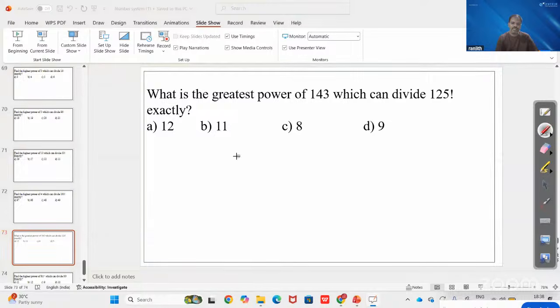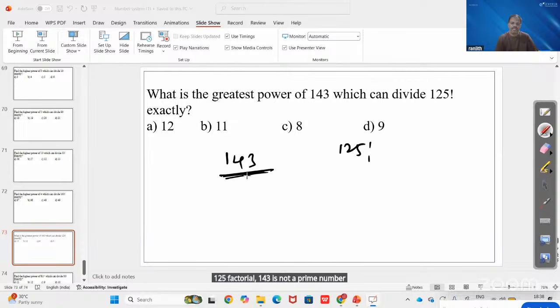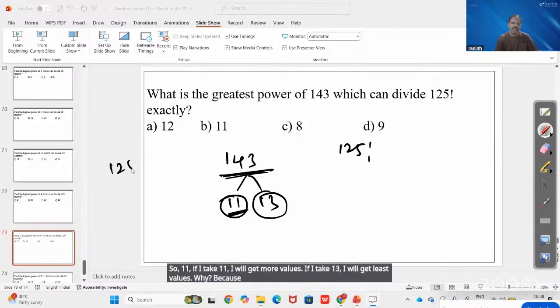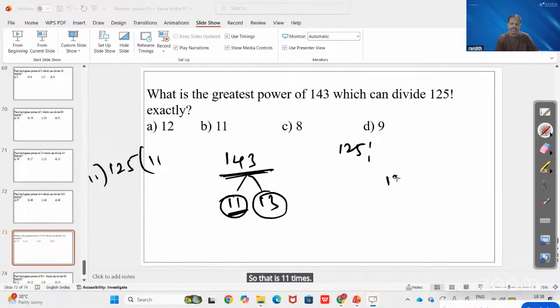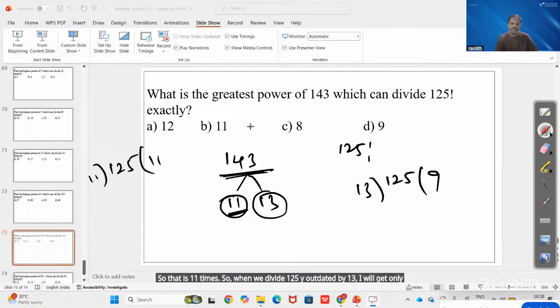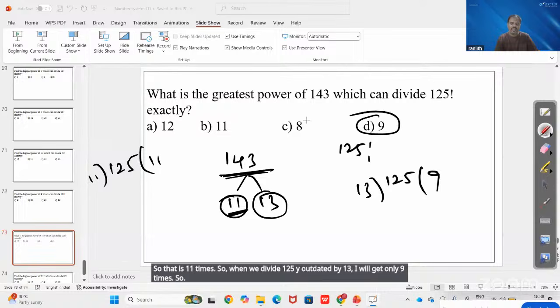Here 143, 125 factorial. 143 is not a prime number. 143 can be written as 11 into 13. If I take 11, I will get more values. If I take 13, I will get least values. Why? Because 125 divided by 11 is 11 times. When we divide 125 by 13, I will get only 9 times. So the least power we are having is 9. So the answer will be 9.